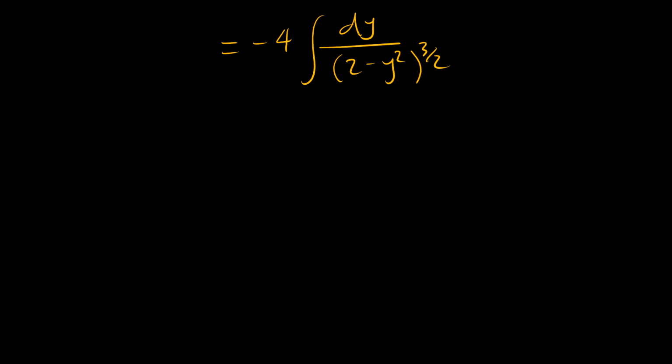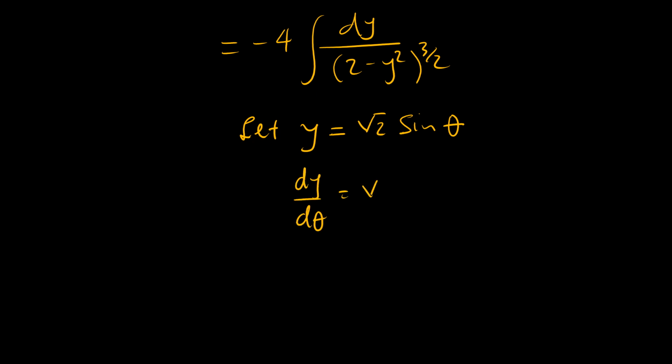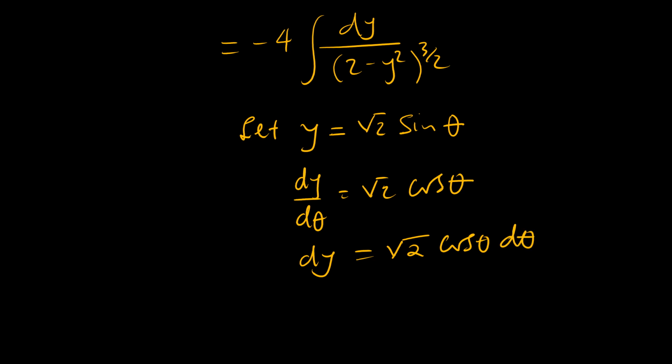So this is an interesting step, because now what I could do is I could say let y be equal to the square root of 2 sine theta, such that dy d theta is equal to root 2 cosine theta, and we can substitute for dy with square root of 2 cosine theta d theta. Right? An important phase here.